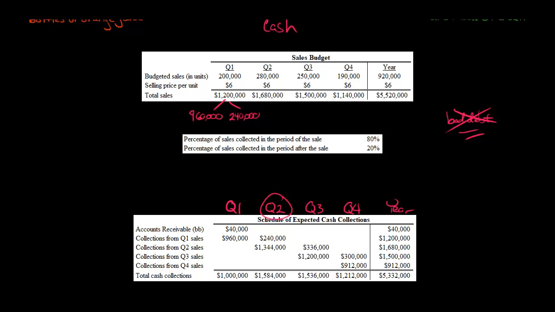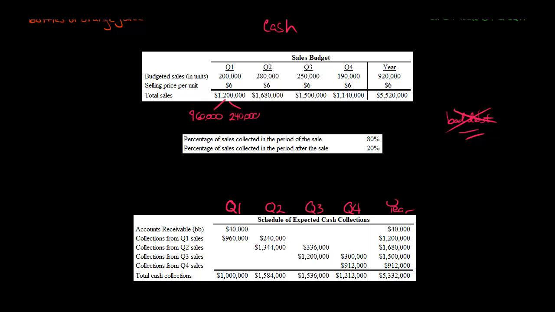Now, quarter 2, remember, we're going to get that 240,000 from quarter 1. That's why I set it up like this, and I encourage you to do that if you use Excel or whatever spreadsheet software. You've got your collections from quarter 1 sales, the 20% that is collected in the next period, Q2. So we've got 240,000 plus 1,344,000. That is 80% of quarter 2's budgeted sales of 1.68 million, so 80% times 1,680,000.